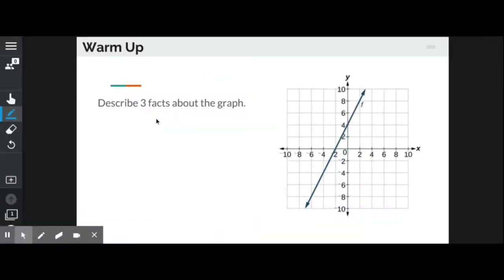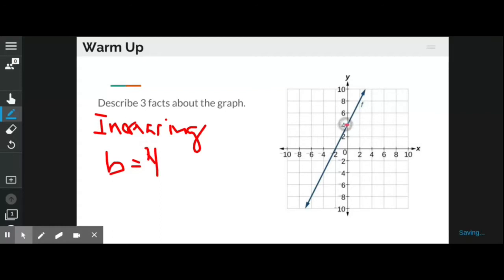Describe three facts about this graph. I see right away that it's increasing. Not bad, if I knew how to spell increasing. That's supposed to be an S. That's supposed to be an ING. What else? The y-intercept is 4, so we could say b is 4. That's supposed to be a 4.